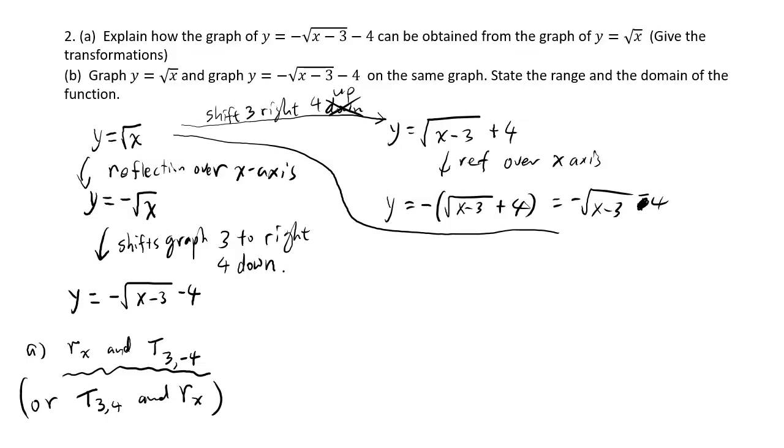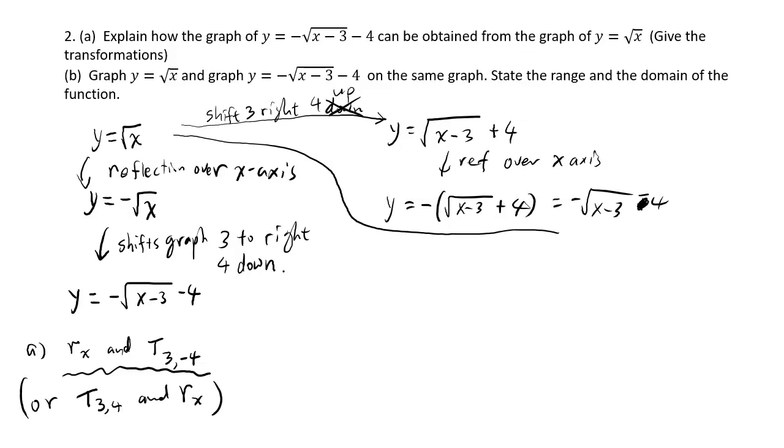Now, I guess the rule of thumb is you go outside in. So if you see a minus, you do that first, and then if you see something like this, minus 3, then you do that next. I think that's an easy way to identify the transformations. That way of doing things will bring you to this first answer, which is easier.